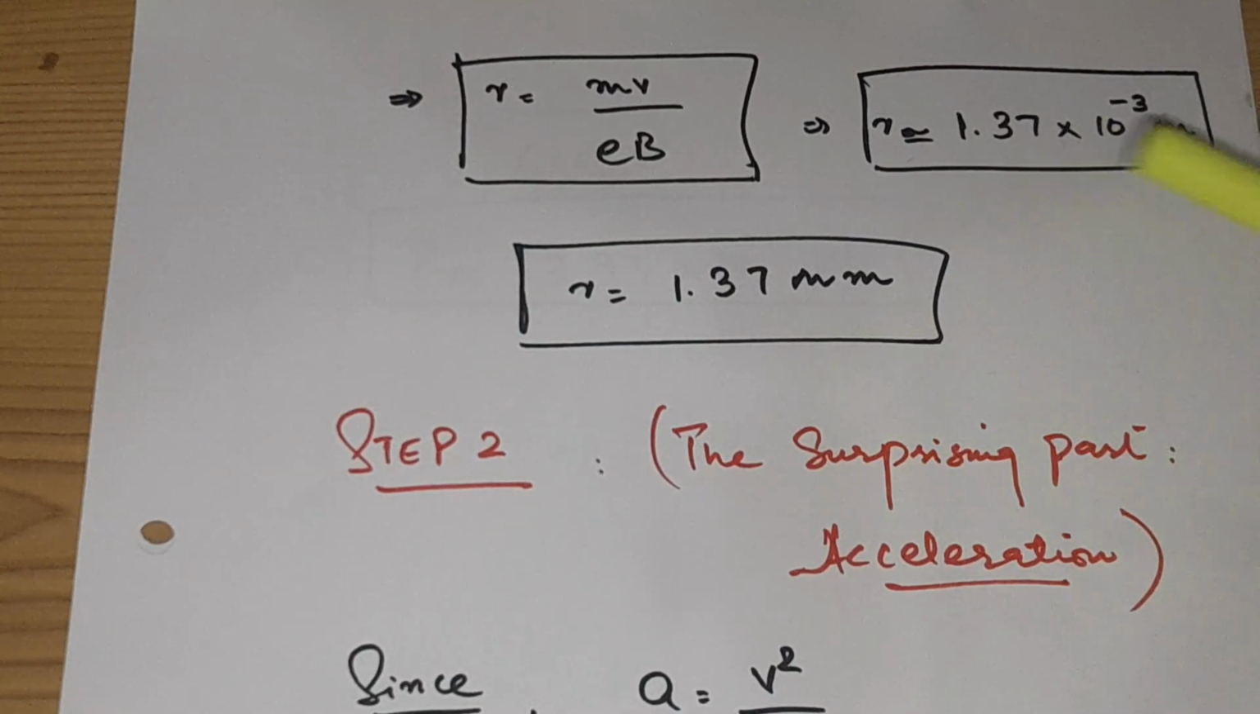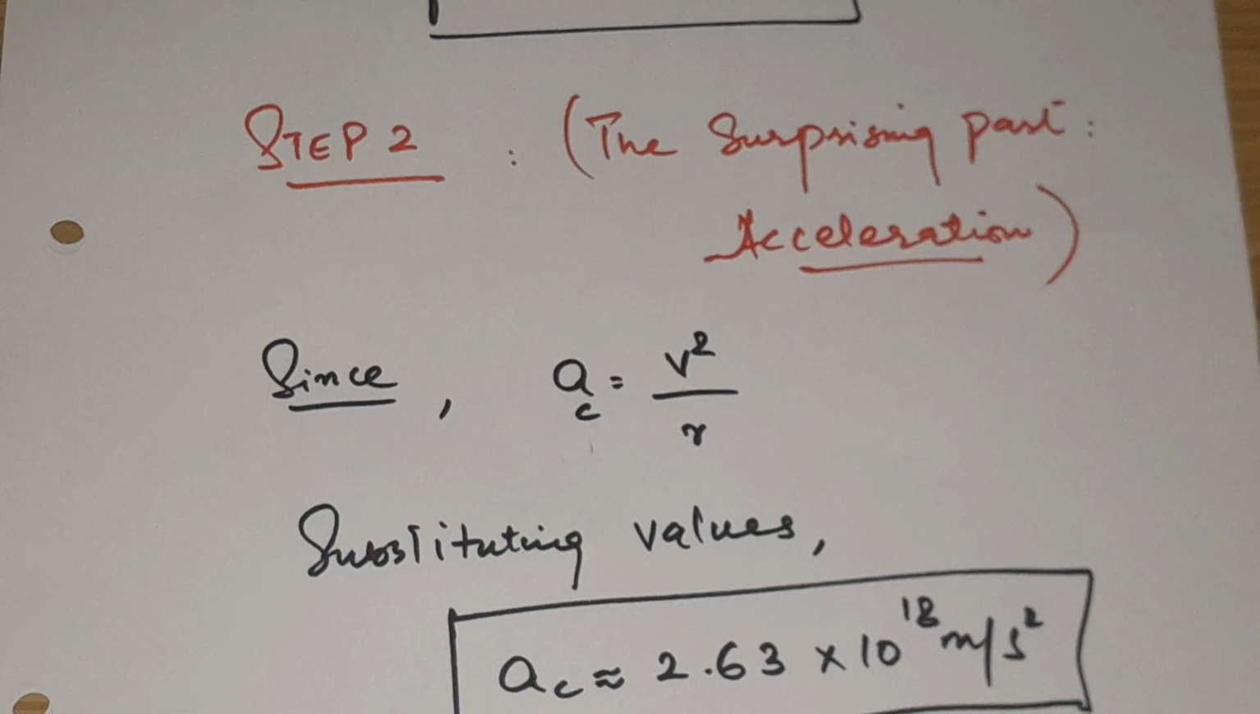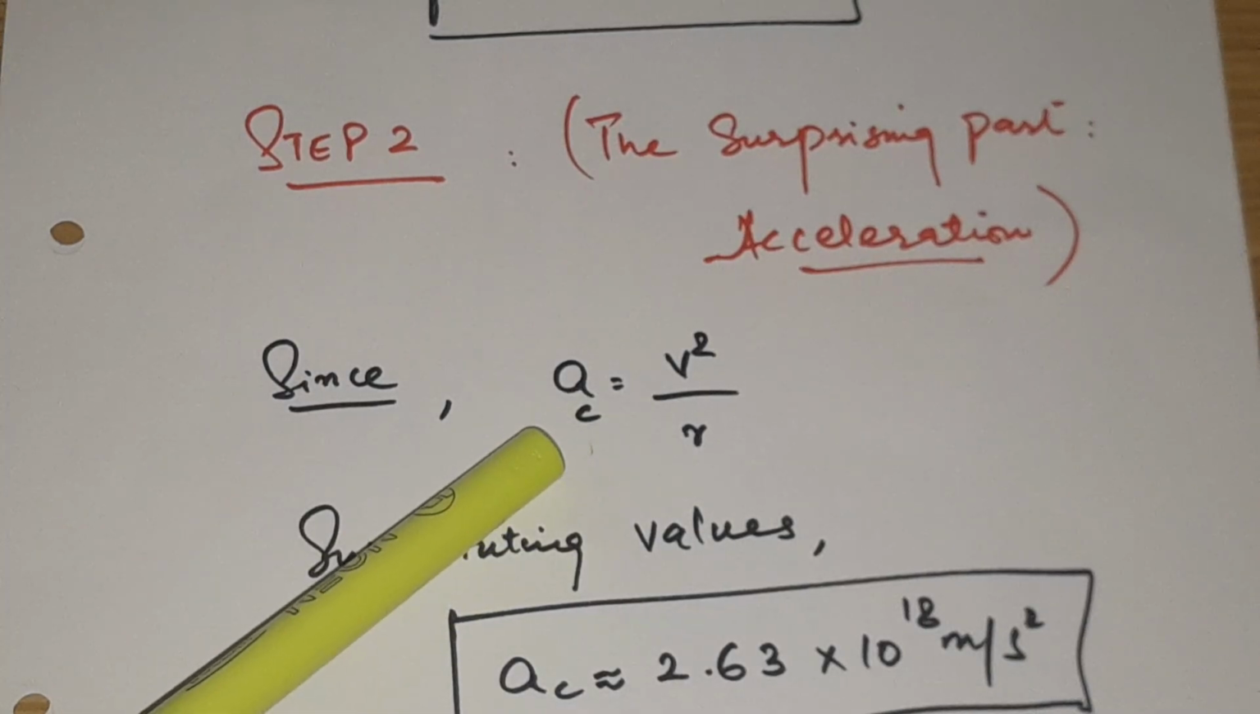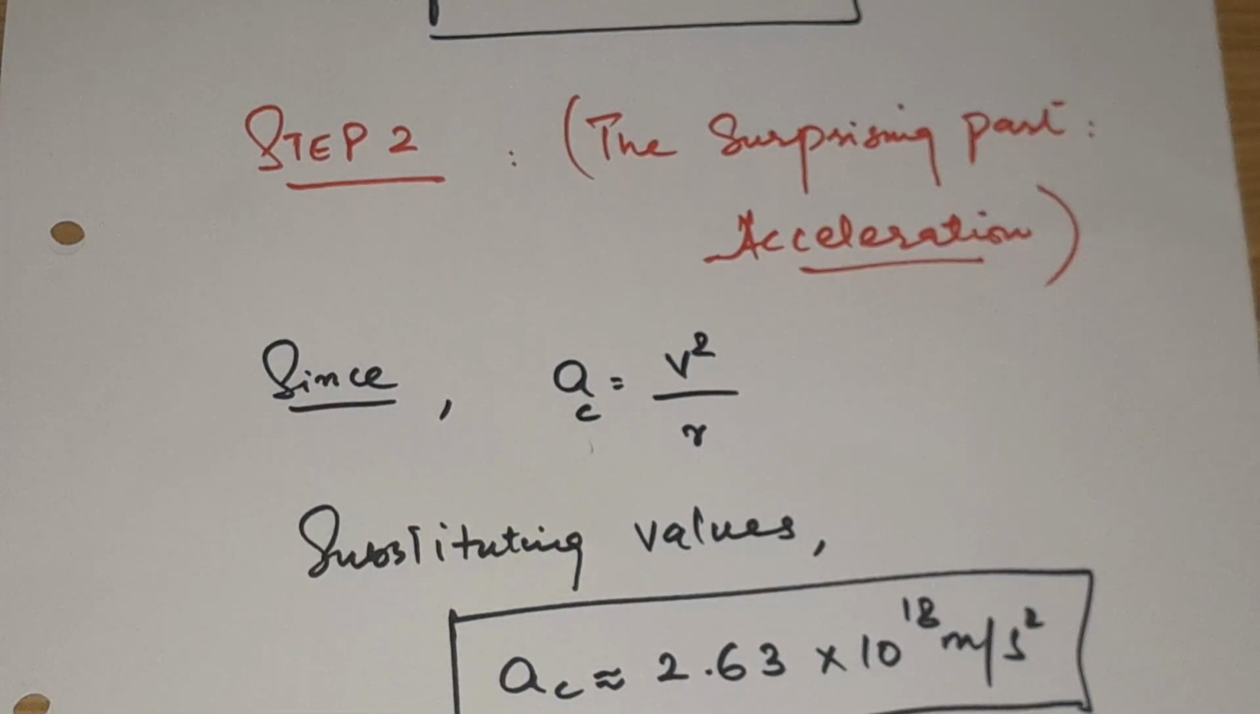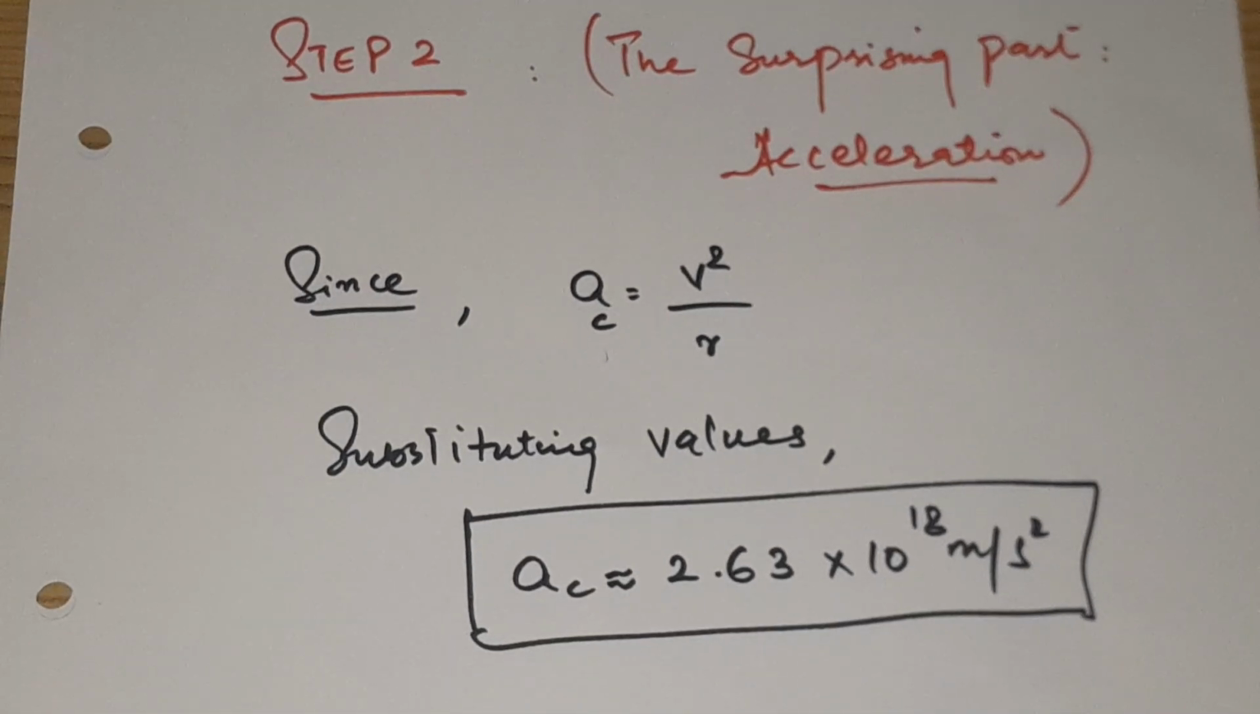Now let's calculate the centripetal acceleration. We know the centripetal acceleration is given by v² over r. Substituting the values gives the centripetal acceleration as 2.63 × 10^18 meters per second squared. That's an enormous acceleration.